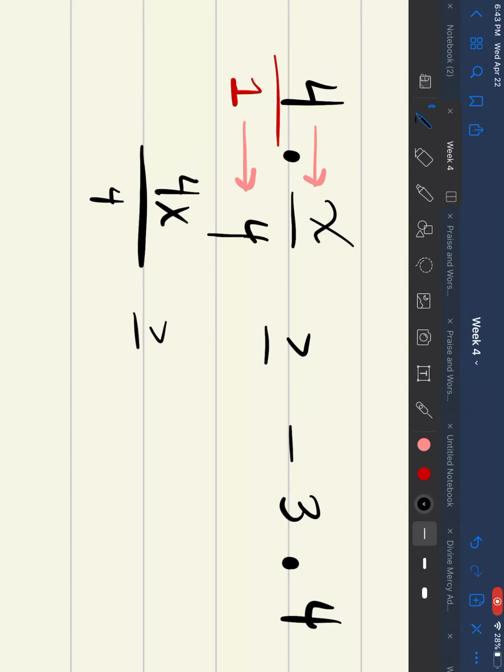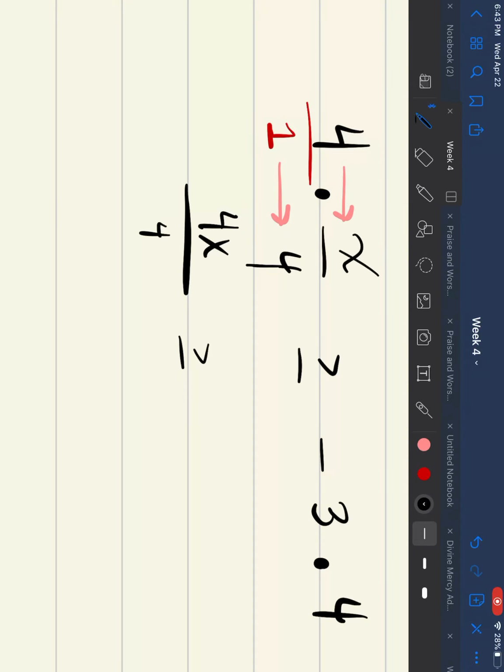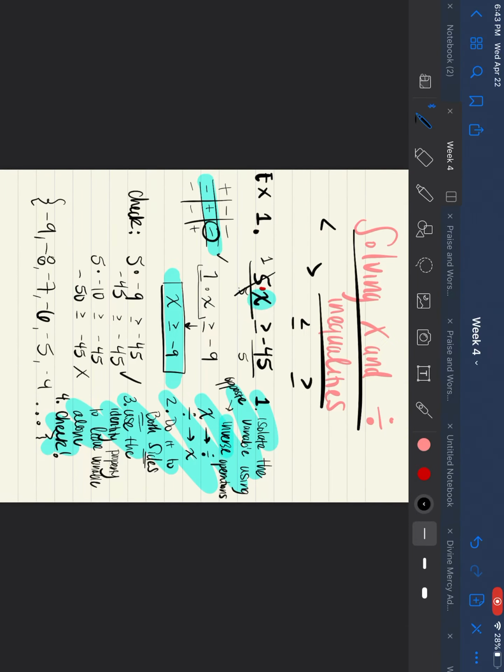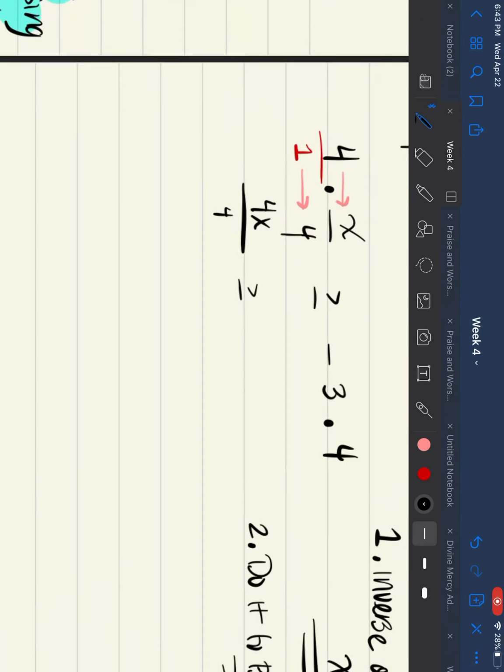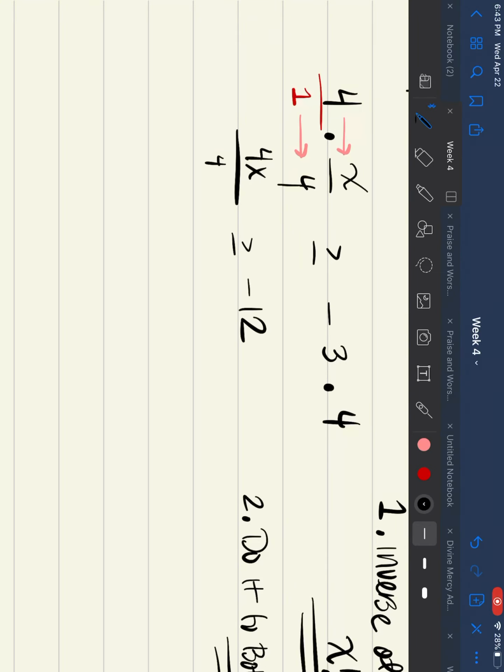Greater than or equal to? What's negative 3 times 4? Tic-tac-toe. Let's look at our tic-tac-toe. A negative times a positive is a negative. We already had it over here. So this is going to be negative 12.